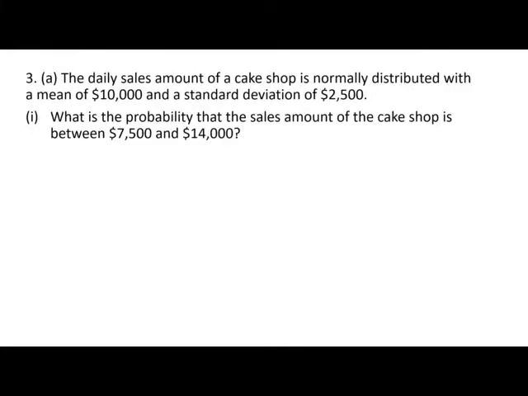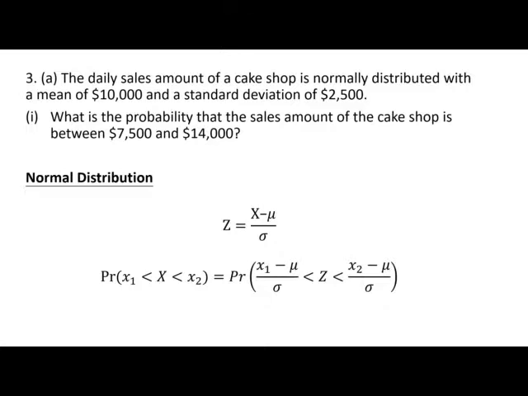The daily sales amount of a cake shop is normally distributed with a mean of $10,000 and a standard deviation of $2,500. What is the probability that the sales amount of the cake shop is between $7,500 and $14,000? To find out the required probability, we can use the normal distribution. First of all, we have to find out the standard normal random variable, which is denoted by z. It can be calculated by x minus the mean over the standard deviation. After that, we can substitute the z value into this formula.